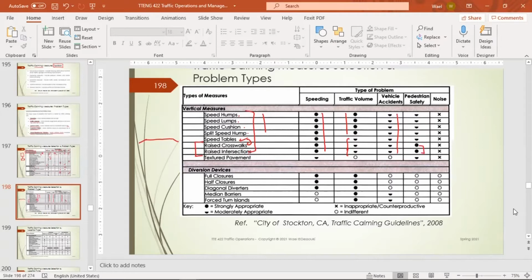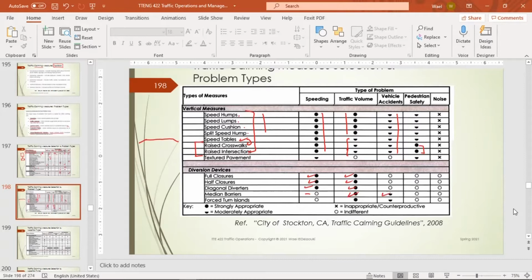Diversion devices. Full closure, of course, is good for reducing speed, and good in reducing traffic volume. Half closure, that means you are closing just half the road. It's good for speed and for volume. Diagonal diverters are good for speed and volume as well. Median barrier is insignificant for speed, but it's good for traffic volume and partially good for traffic accidents or vehicle accidents.